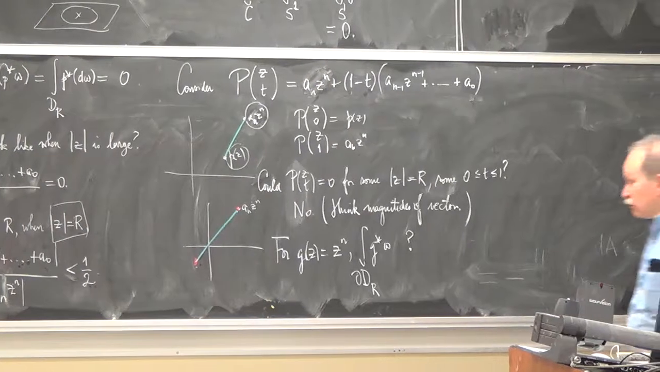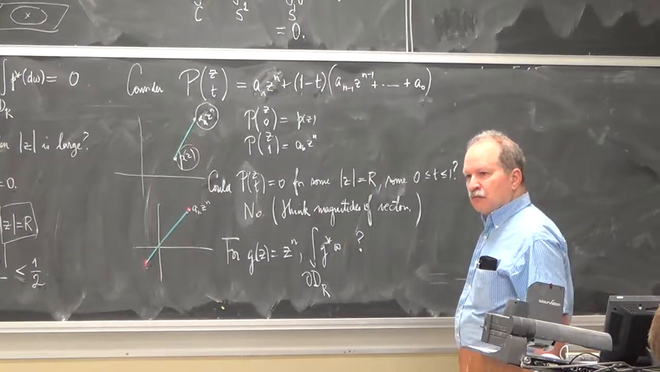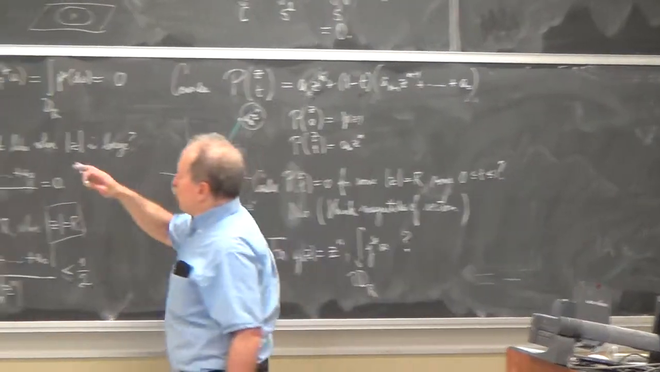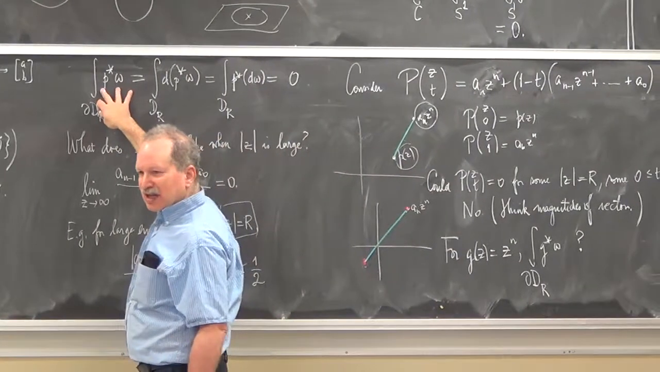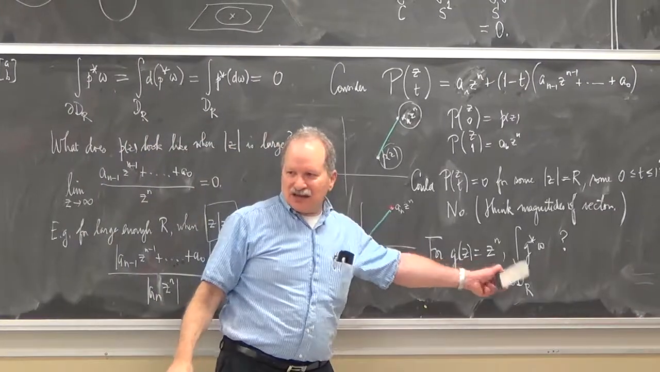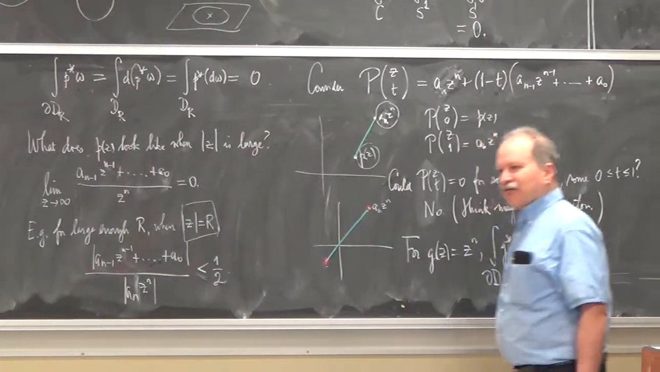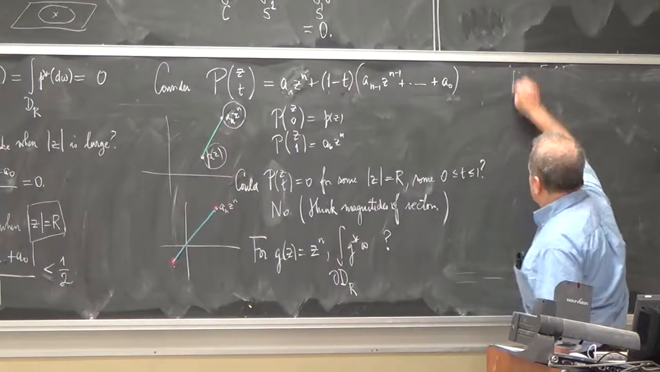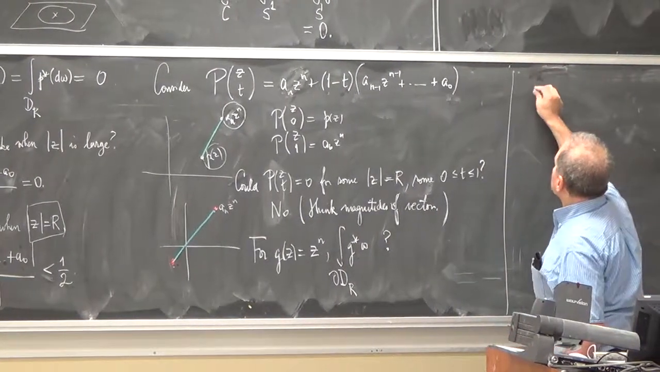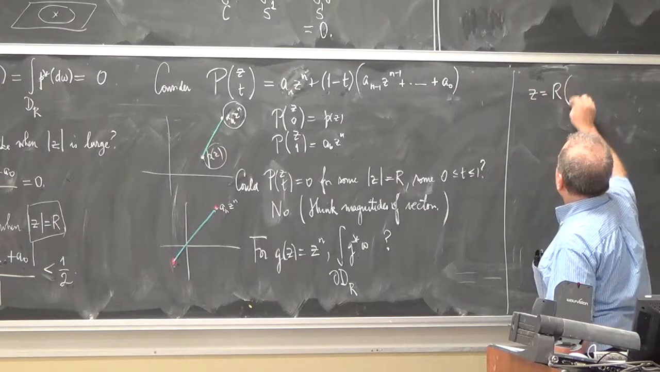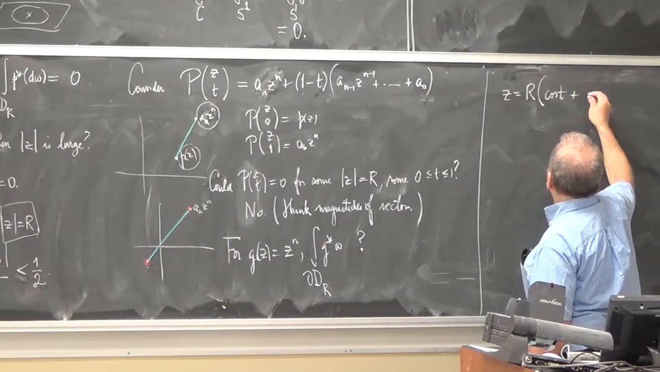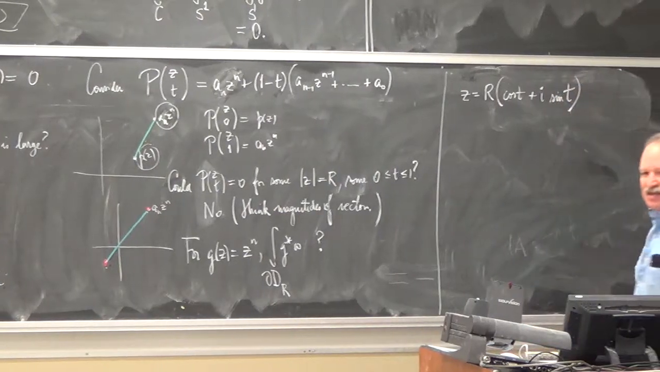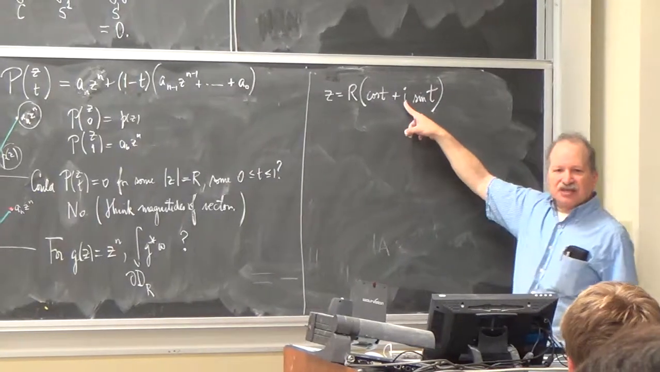Well, we can use the homotopy thing, right? By the homotopy thing, this integral is going to equal that. And I want to see it's explicitly not 0. Well, what does z to the nth do? So if you're on the circle of radius r, you can parameterize it this way. Remember, i is just like putting in the second coordinate.